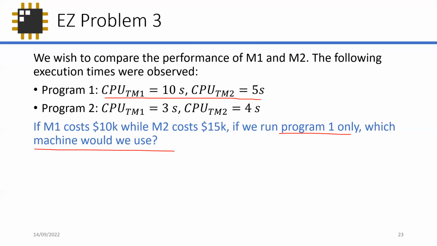So let's try Paulo. Just give me an idea what you think. Which one would you choose? Okay. And why? Would you choose machine one or machine two, knowing that the execution time is this much?